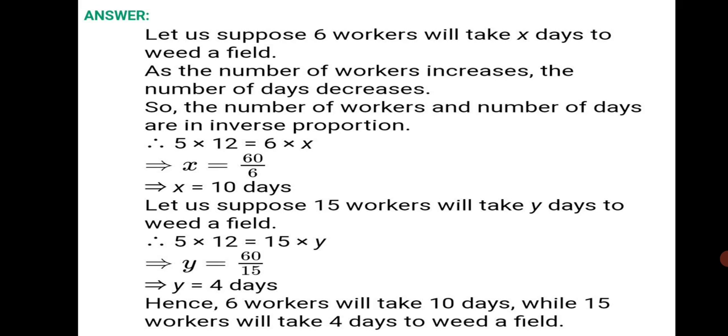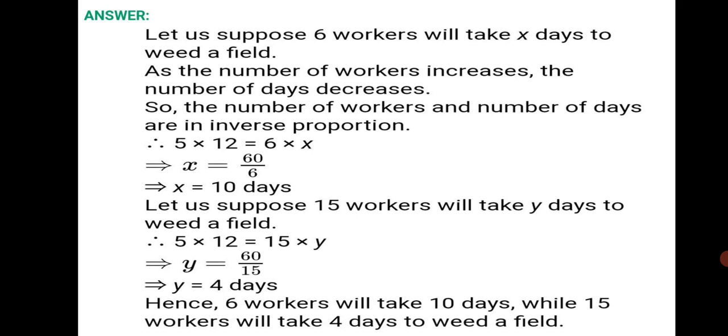Let us suppose 6 workers will take X days to weed a field. As the number of workers increases, the number of days decreases. So, the number of workers and number of days are in inverse proportion. So, when you form the equation for inverse proportion, you write it in multiplication form. 5 workers take 12 days. So, therefore, 5 into 12 is equal to 6 workers into X days. We do not know how many days 6 workers will take. So, this is our equation. 5 into 12 is equal to 6 into X.